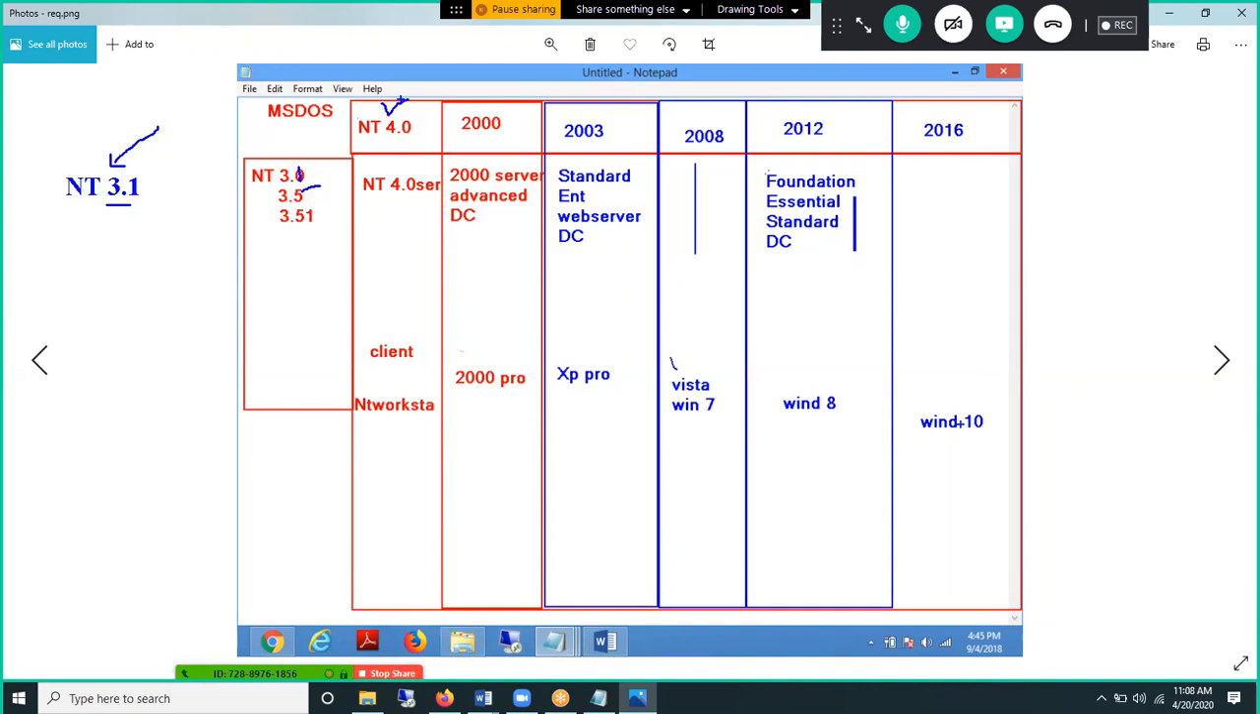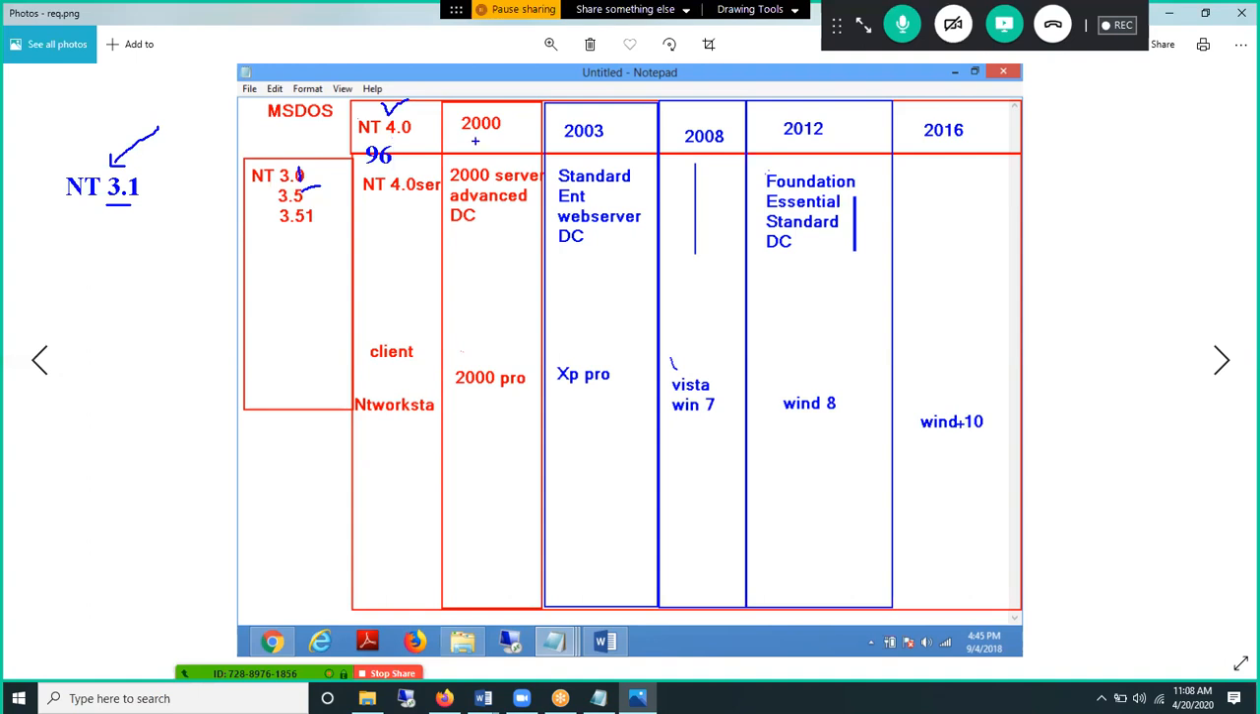In NT 4.0, Microsoft introduced the server, NT 4.0 Server, and the client was NT Workstation. Okay. This operating system was released in the year 96. In the year 96, Microsoft introduced NT 4.0. Then after 4 years, Microsoft came with a new version where the complete technology has been changed.